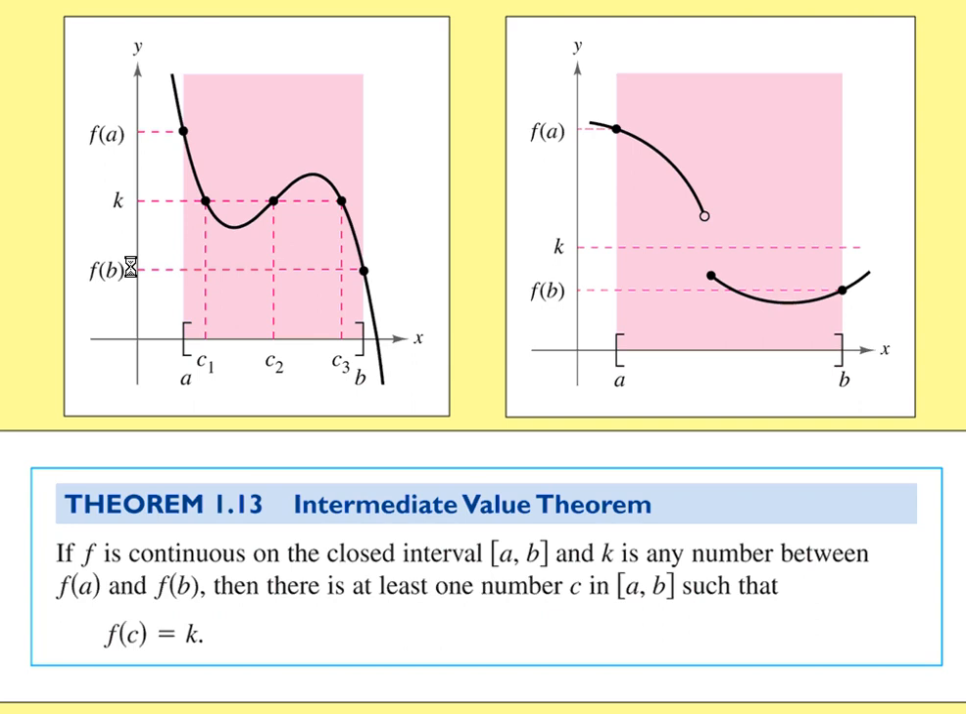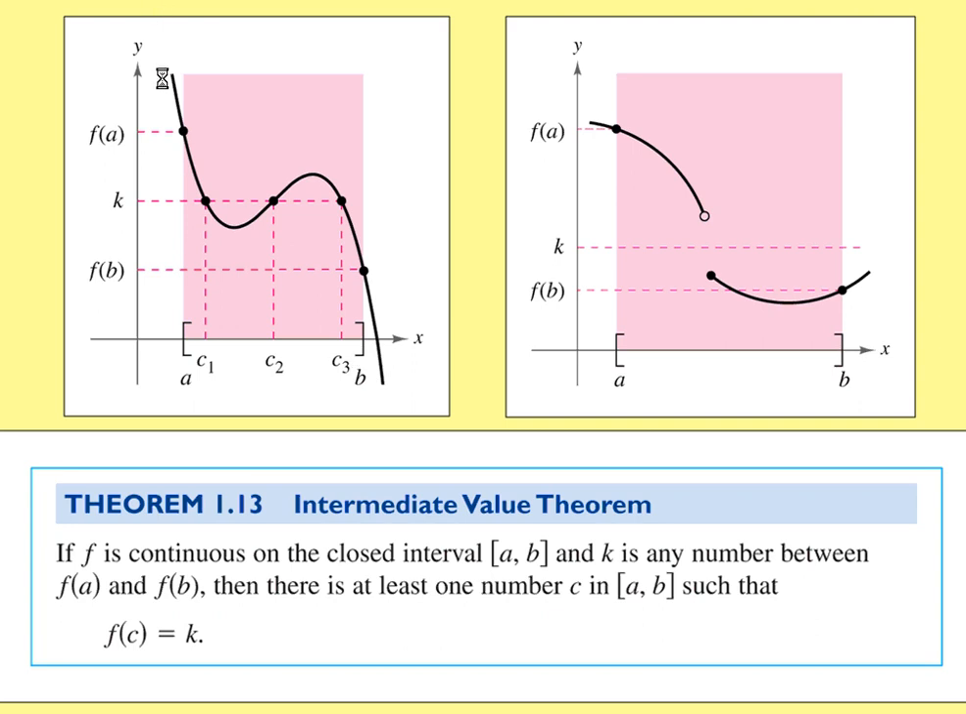Now, given that, it's saying there must be at least one number, we're going to call it c, at least one number that would give you k, that when you took f of c, you would get k. And it has to be between a and b. Okay, still a little confused?